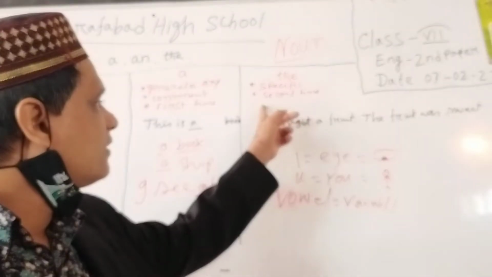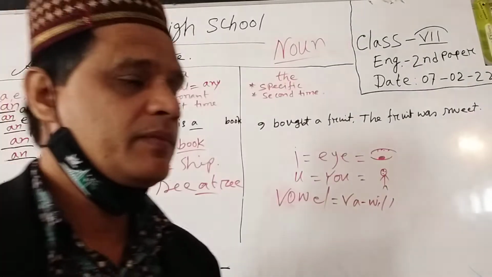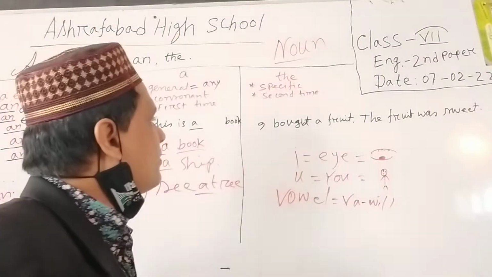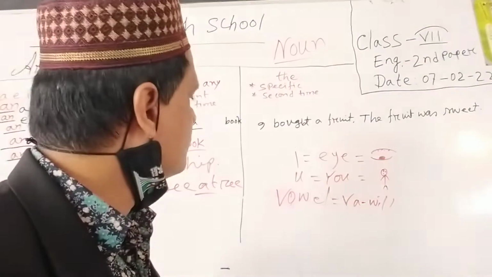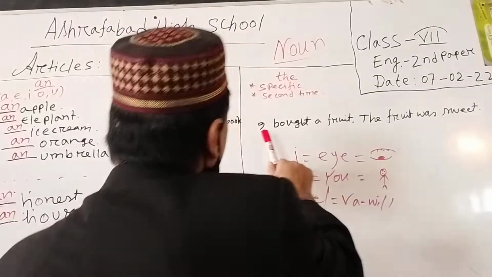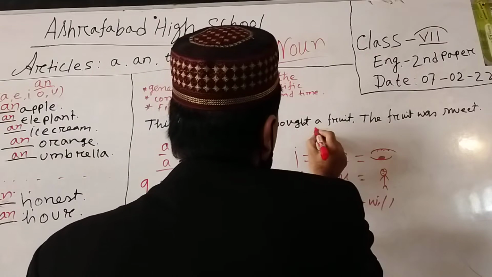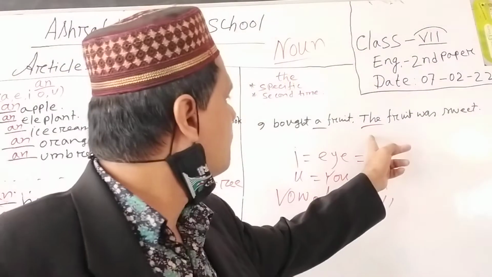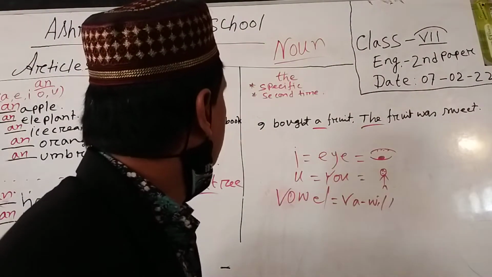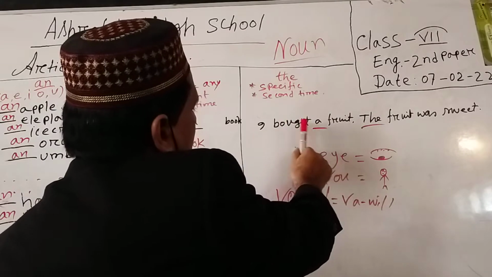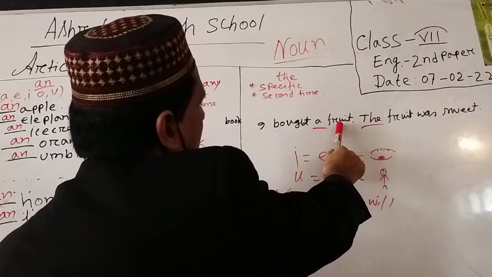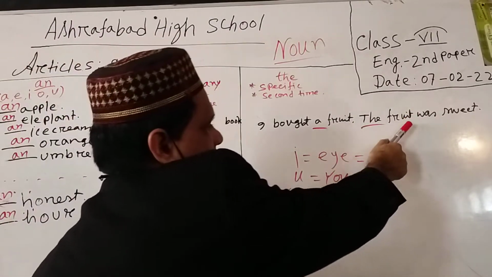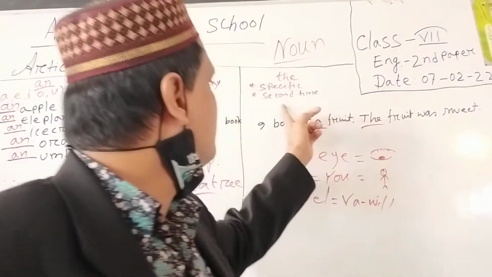The second point, second time. This means we told about the thing before. For example, I bought a fruit. The fruit was sweet. So here the is used for the second time. For the first time, I bought a fruit. Here the fruit is told before, and the second time we used the fruit. So the is used for the second time.